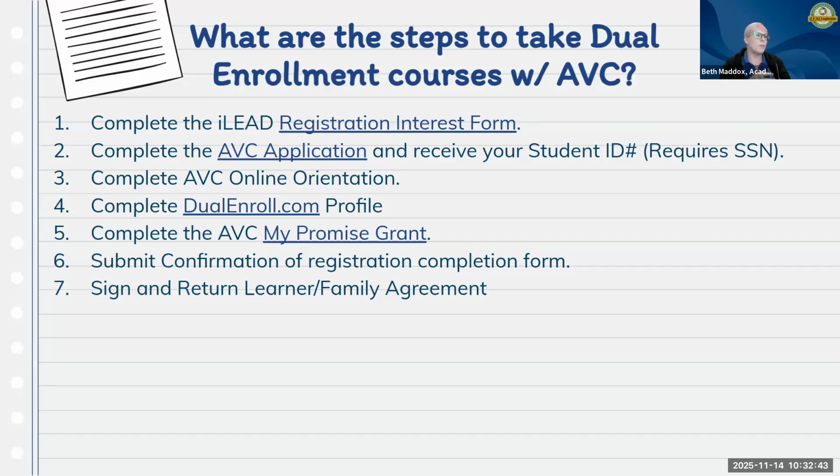And then at the end, there will also be a learner family agreement that will be sent to you. It's a little different from the one that we use for concurrent enrollment, but that will be sent to you with the specific class or classes that you are taking through dual enrollment on it, so that we can all sign off an agreement that those are the classes that are being taken.